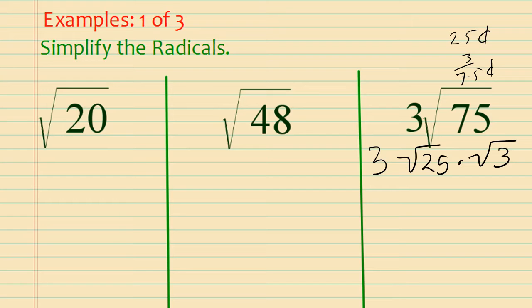All right. Do I know what the square root of 25 is? It is 5. And I have a 3 on the outside waiting. Do I know what the square root of 3 is? I do not. The 3 will stay on the inside. 3 times 5 is 15. And I get 15 times the square root of 3.